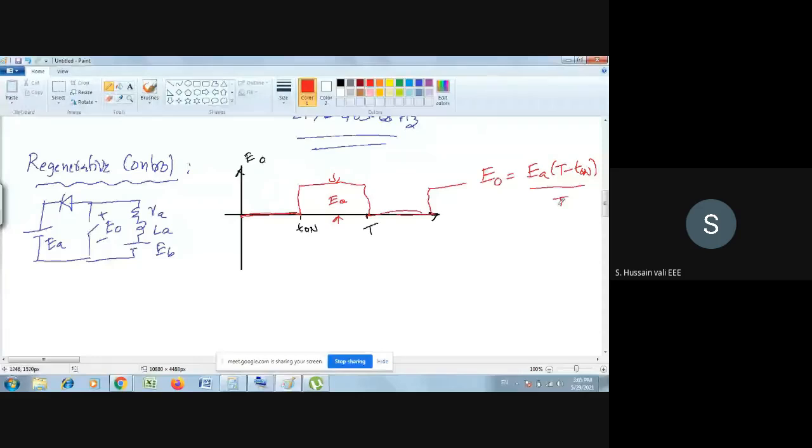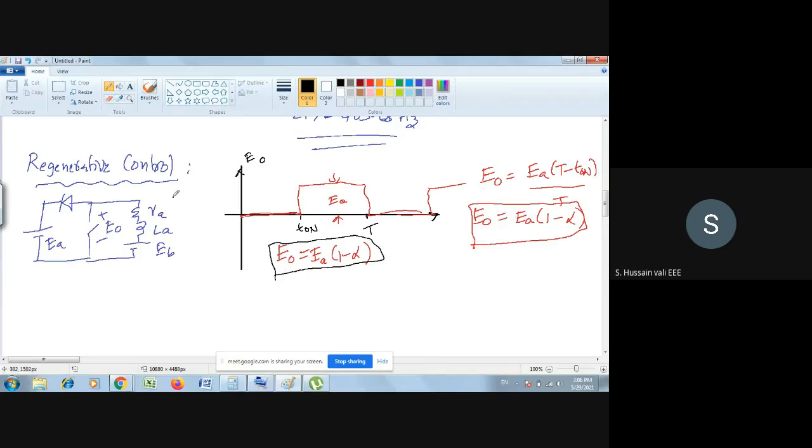So E naught is equal to EA into T minus T on by T, which is 1 minus T on by T, meaning 1 minus alpha. I will rewrite this once again: E naught is equal to EA into 1 minus alpha. This is the relationship between input voltage and output voltage of the chopper when you operate in regenerative control. That is this circuit diagram.